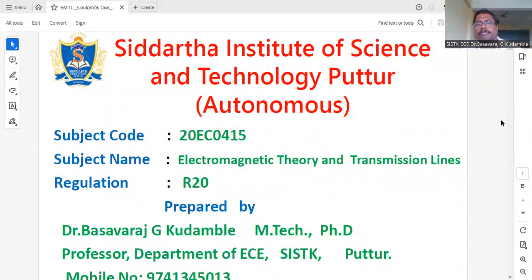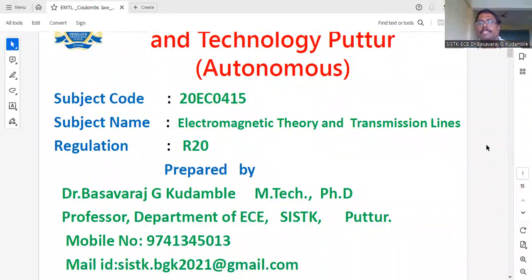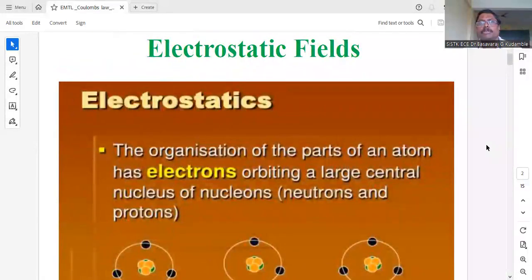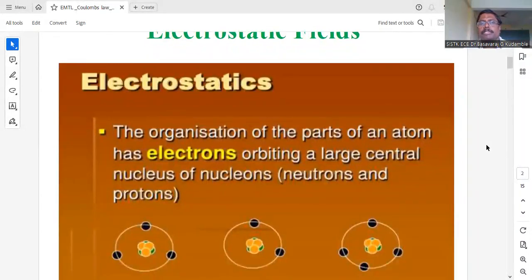So now I'm going to explain about the subject electromagnetic theory in transmission line. In that, we are going to discuss about the Coulomb's law. So first, before doing the Coulomb's law, we are going to understand what is charge particles. Then we're going to discuss about the Coulomb's law. So electrostatic fields. Electrostatic fields is nothing but electric fields due to charge at rest.